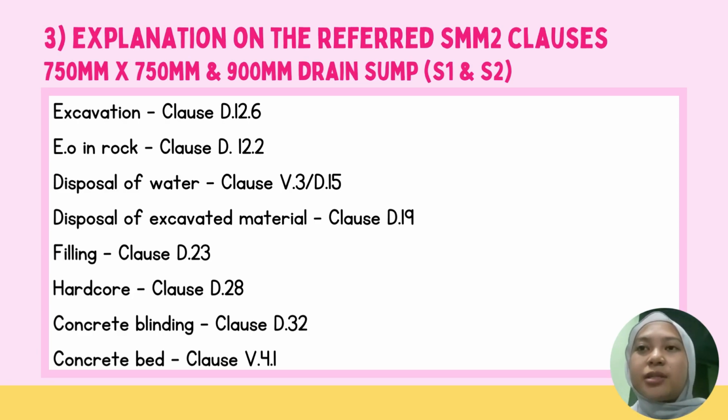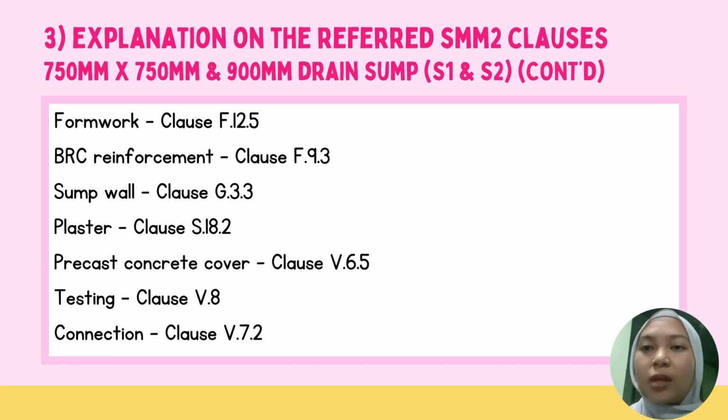The next item is concrete blinding, which we can refer to clause D.32. Blinding with sand or similar fine material shall be described and given in square meters, which is length times width. Concrete blinding shall be given in accordance with section F. For formwork of the sum, we use clause F12.5, formwork to edges, which will be given in meters, stating the depth of the sum.